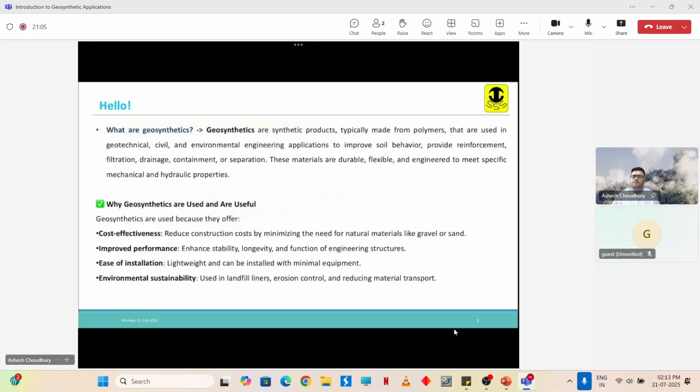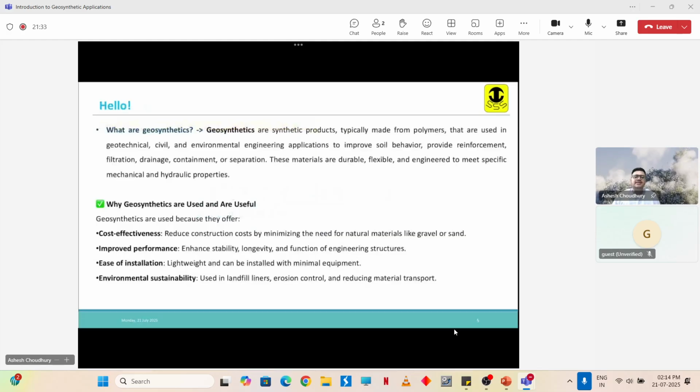So what are geosynthetics? What do you think geosynthetics are? This is the normal, basic, generalized definition of geosynthetics. Geosynthetics are synthetic products. The term geosynthetic is made up of two words, geo and synthetics. Geo means earth, and synthetics is something which is man-made.